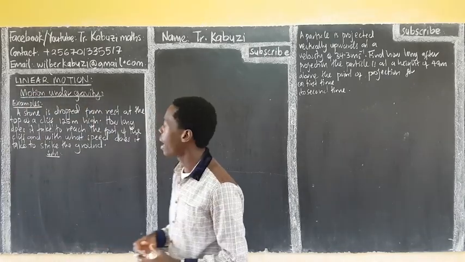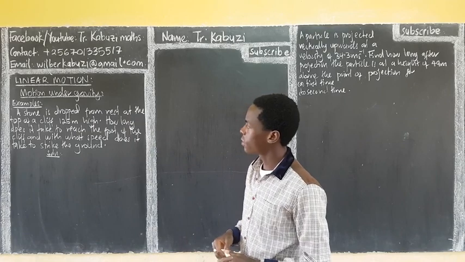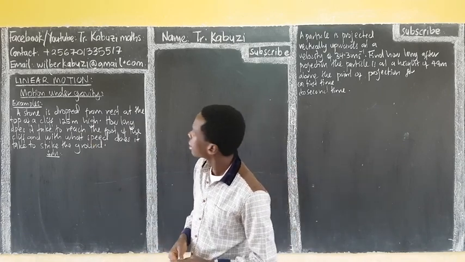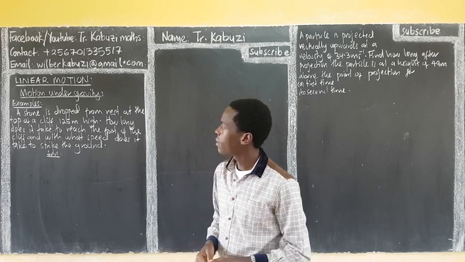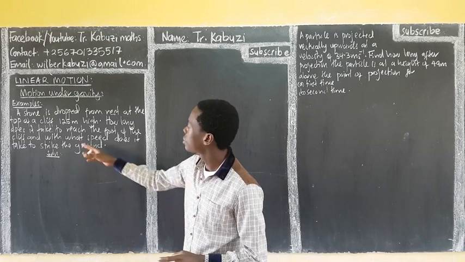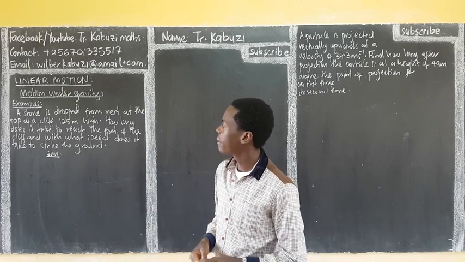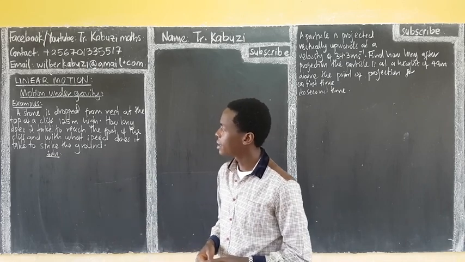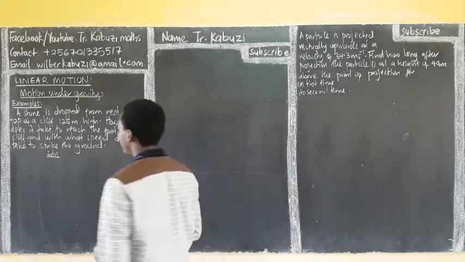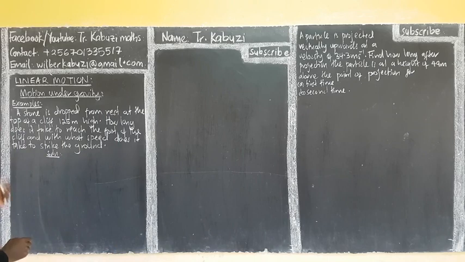Okay, now let's see how we handle these two questions here. A stone is dropped from rest at the top of a cliff 125 meters high. How long does it take to reach the foot of the cliff, and at what speed does it strike the ground? Here we start by drawing a sketch for the whole thing. So we have our ground there. This is our ground.